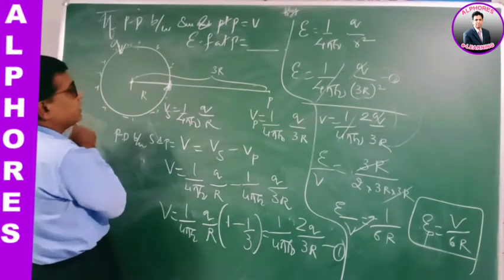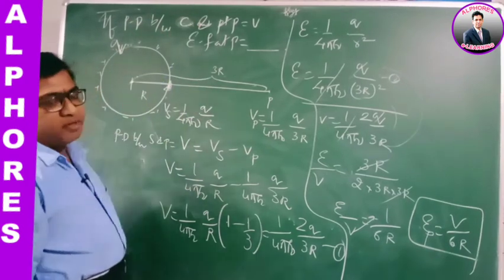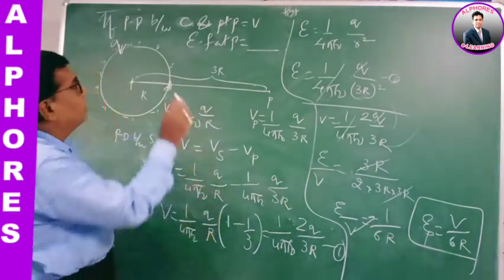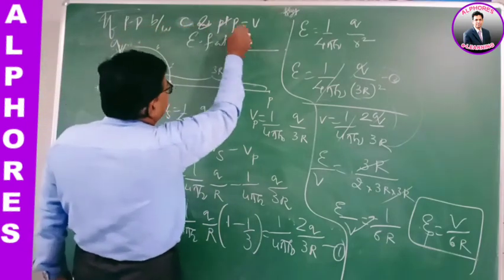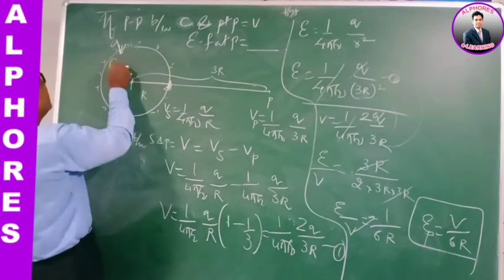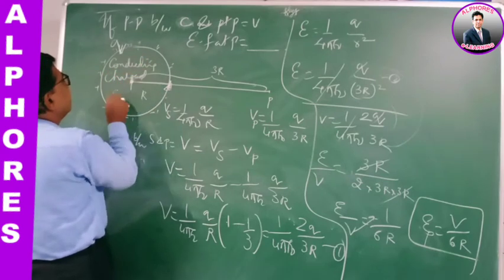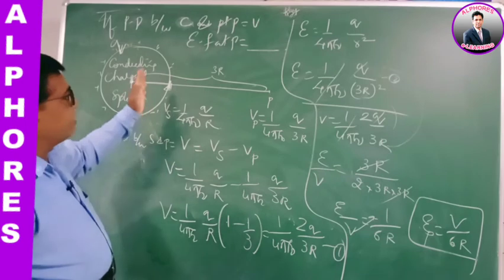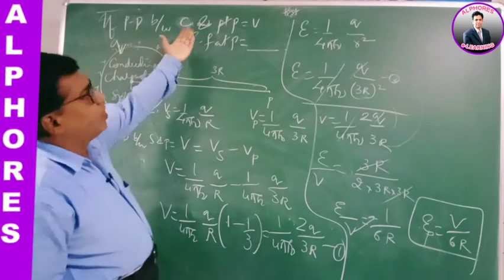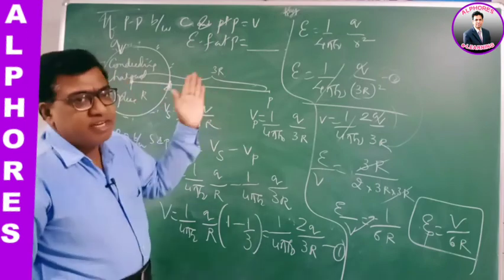He can even ask the question like this also. Instead of the surface, he will give you the potential difference between the center and the point P as V. The potential at the center and the potential at the surface are the same, so if the potential difference between the center and point P is V, then it is the same method. Because this is a conducting charged sphere, the potential at any point inside is a constant, whether it is the center, the surface, or any inside point. The potential difference between any inside point and an outside point is V.